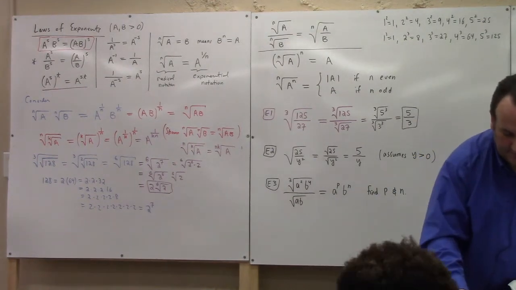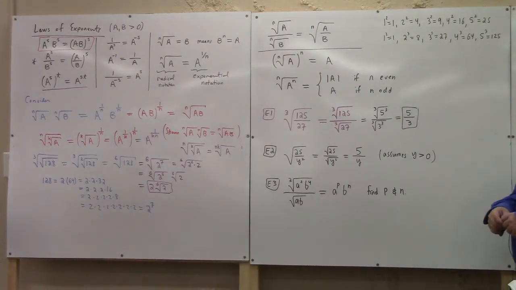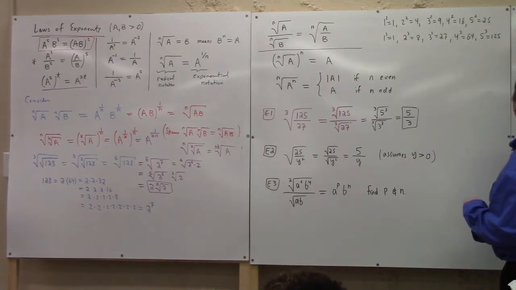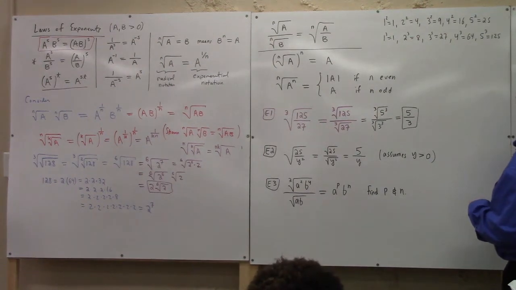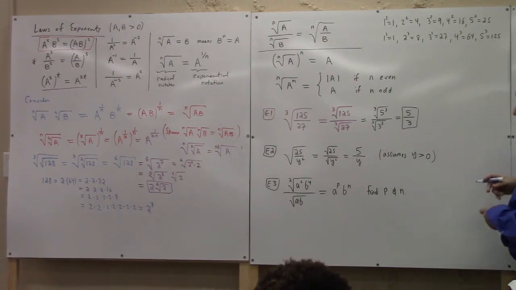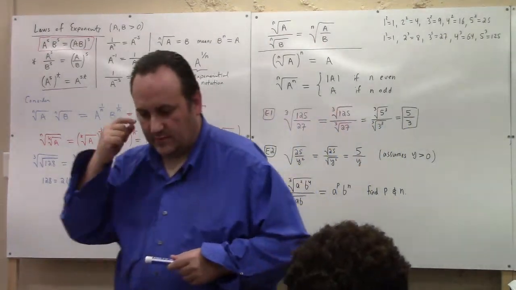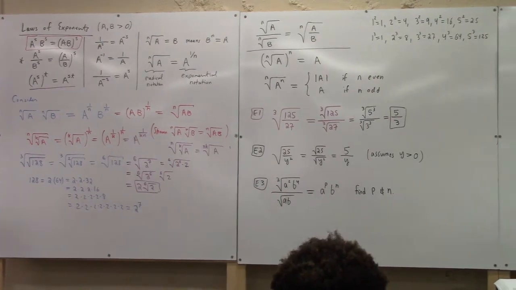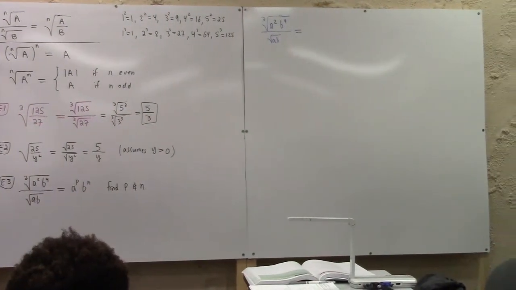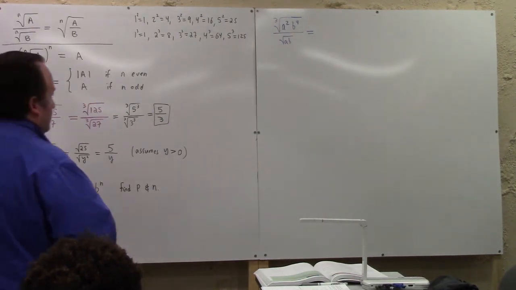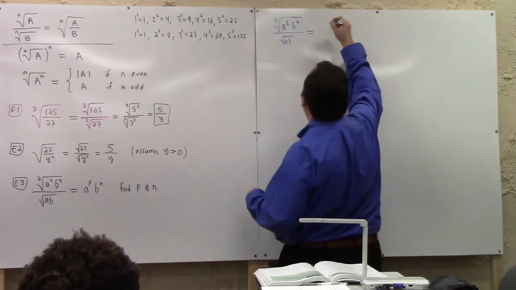We just apply the rules that I've set forth here, guys. So I'll do it up here. I've got the cube root of a squared b to the 4th divided by the square root of ab. There are various ways to do this kind of problem. I think a good method is just to separate everything into pieces.